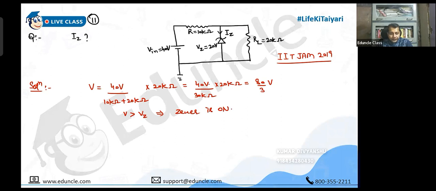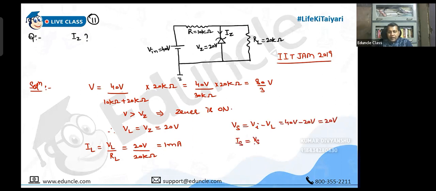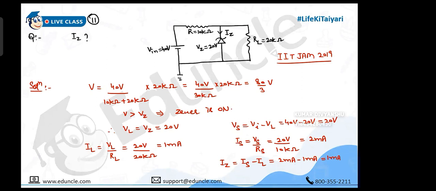Yes, Rishita. So VL is VZ, equal to 20 volt. So IL is VL by RL, 1 milliampere. So VS is V input minus VL, 40 minus 20, that is 20 volt. So IS is VS by RS, 2 milliampere. So IZ is IS minus IL. So 1 milliampere is the answer. Please check. Clear? Yes, sir.